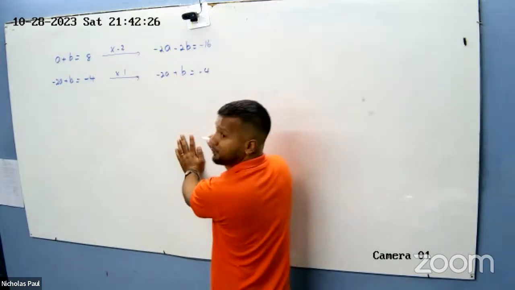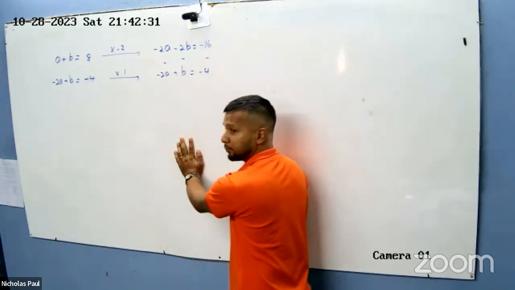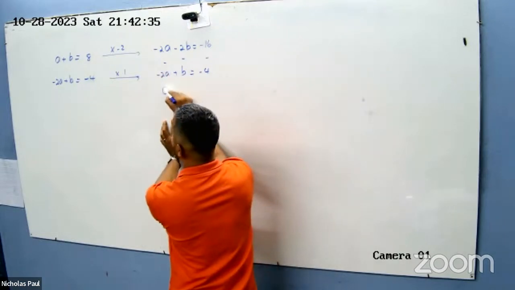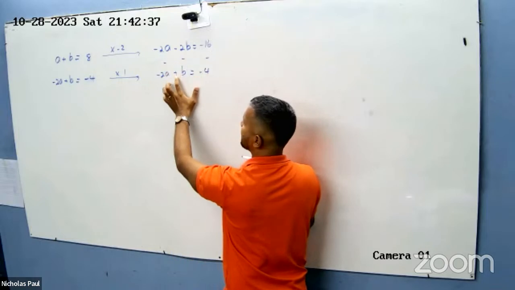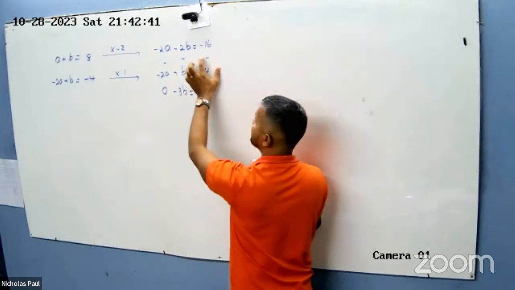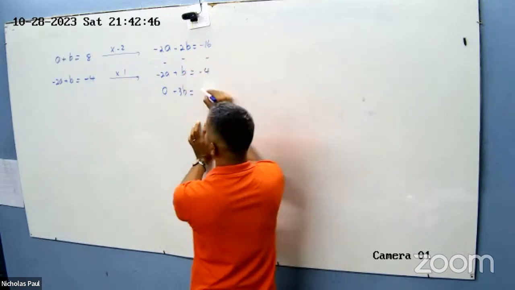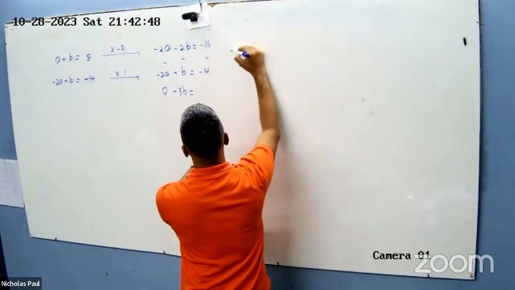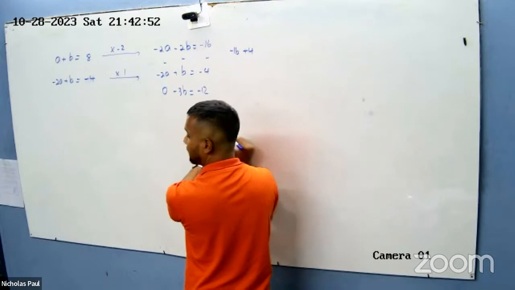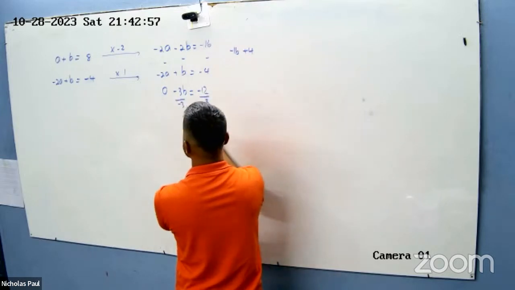And what did I say to do? Subtract, subtract, subtract. -2A minus -2A, that's 0. -2B minus plus B is -3B. -16 minus a plus, so it's -16 plus 4, which is -12. Then you divide by -3, divide by -3, you'll get B is 4.